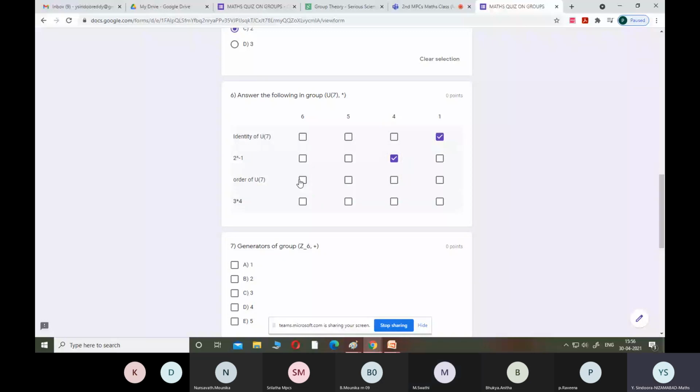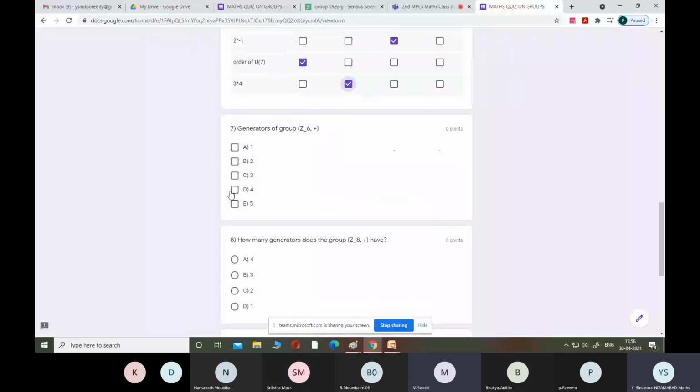What is 3 into 4 in U of 7? 12. 5, ma'am. Very good. Why? Because 3 into 4 is 12, and 12 modulo 7 is 5 for us.